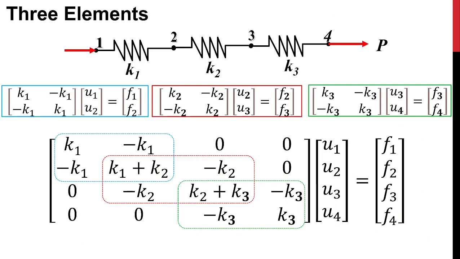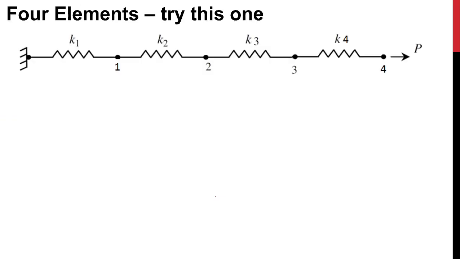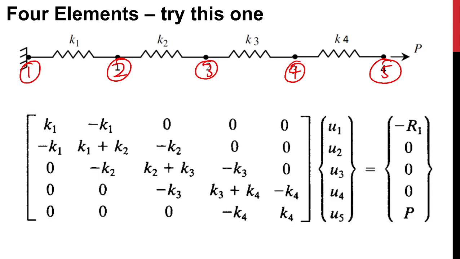Ini proper solutionnya lah. Kamu akan nampak berapa stiffness matrix yang mereka dah combine dalam satu global. And then kalau besar ni pula, apa akan jadi? Berapa node kita ada? 1, 2, 3, 4, 5. Ada 5 node. Kalau 5 node, ini solutionnya.